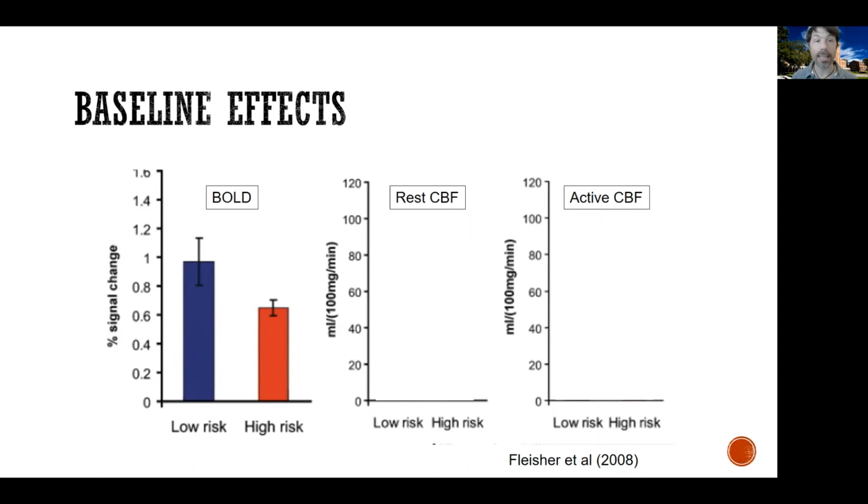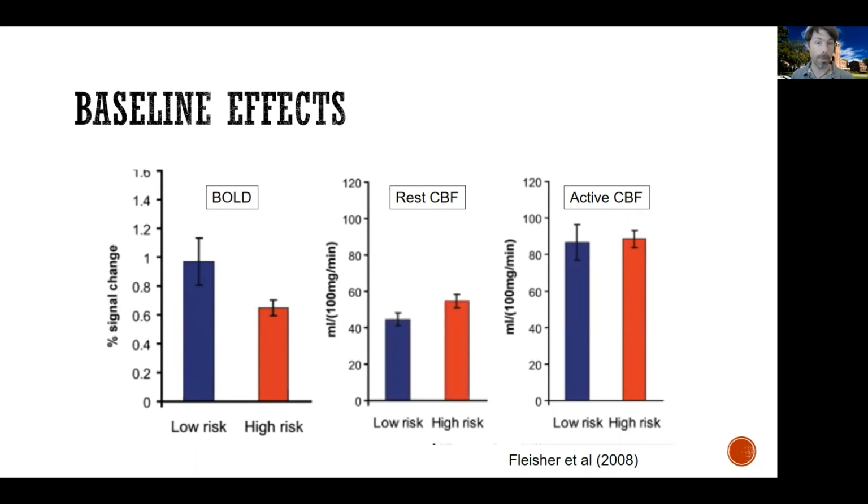Now, it turns out that the whole difference was due to rest CBF. In fact, if you use a different MRI technique known as arterial spin labeling, a technique that allows you to measure CBF as opposed to BOLD, during the active phase, so during the task, the CBF was just about the same in the two groups. So there's no sense in which one of the two groups had a greater response to the task. The difference came entirely from the rest CBF.